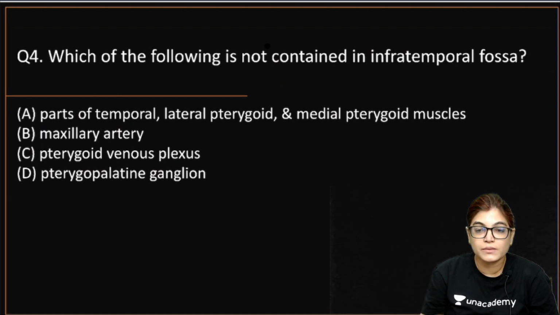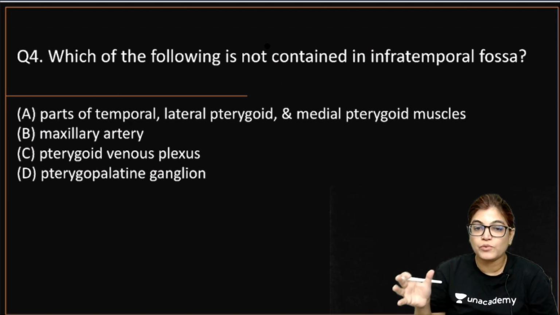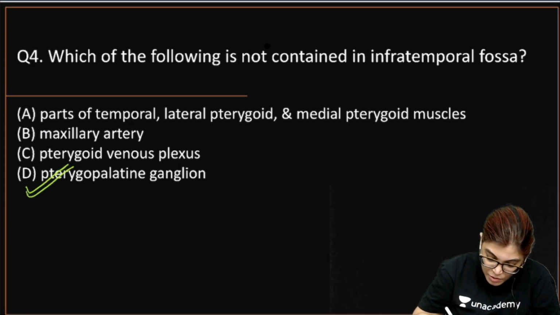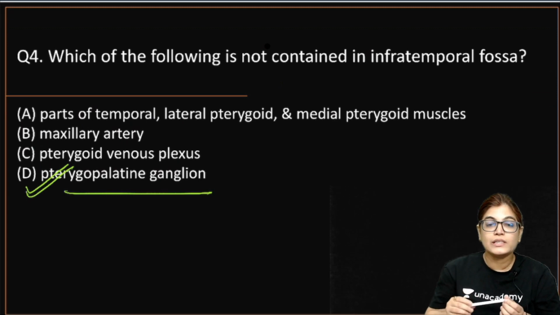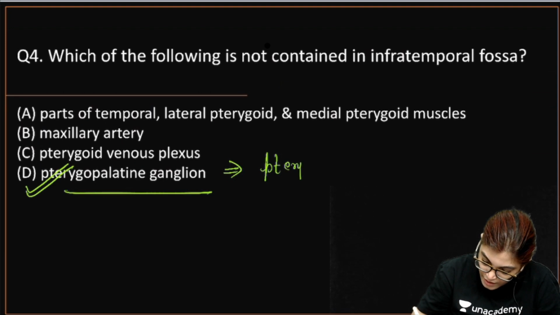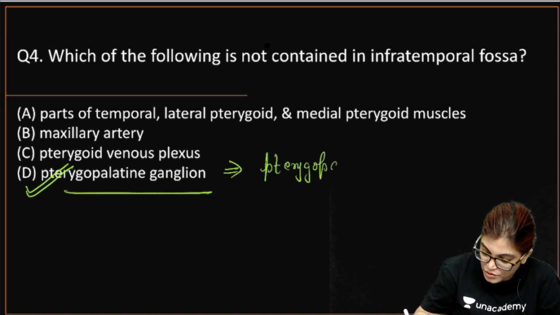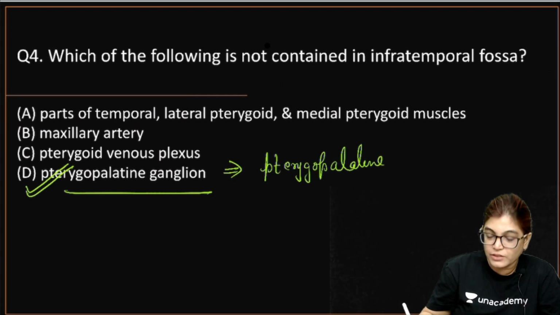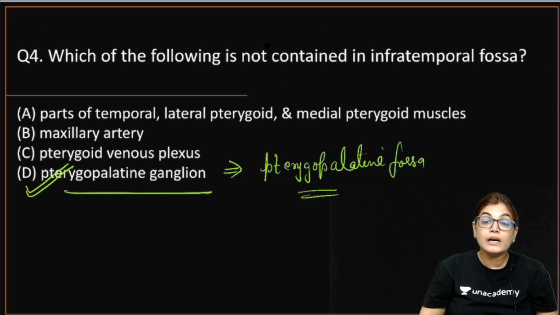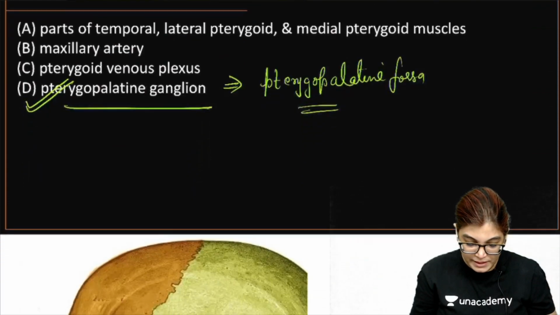For this I would like to explain the contents of the temporal fossa, infratemporal fossa, and also the boundaries. But here the right answer is that the pterygopalatine ganglion is not a content of the infratemporal fossa. Actually, the pterygopalatine ganglion is a content of the pterygopalatine fossa. In terms of the infratemporal fossa, the important ganglion which lies here is the otic ganglion and not the pterygopalatine ganglion.